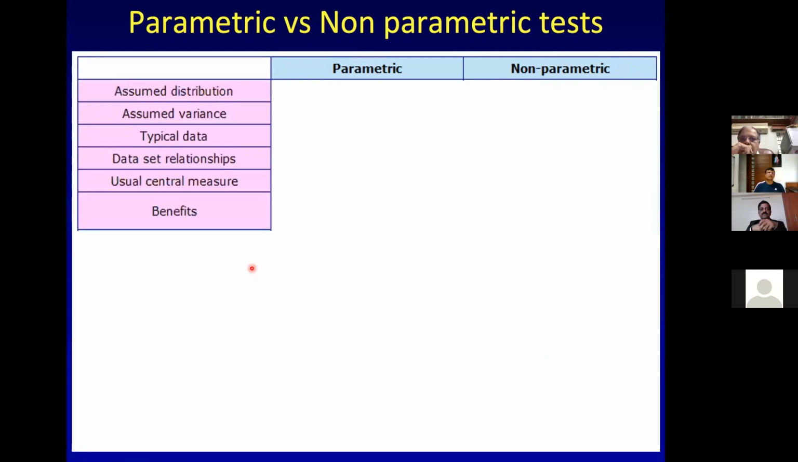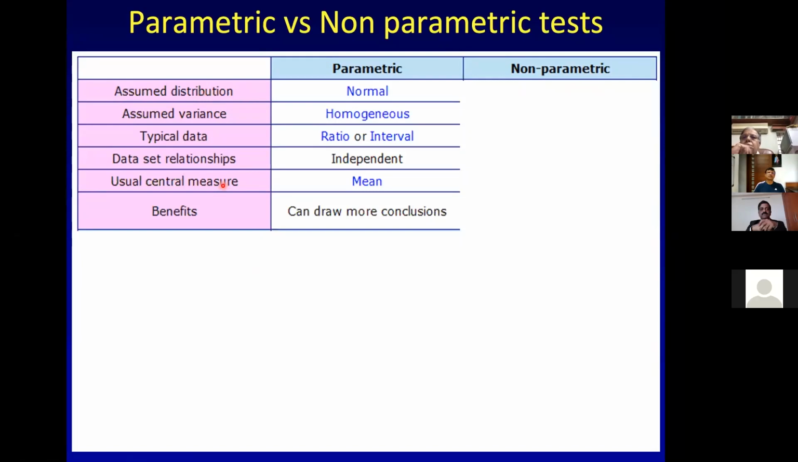So there is a bit of jargon over here, and I'm not going to go through the entire slide. Later, all these slides will be available to you. Later, you can go through it in greater detail, and we'll see this same slide at the end of the talk as well. So the difference in parametric and non-parametric, we'll look at least in terms of the assumed distribution, the kind of data, and the central measure that is used, and all these terms will be quite common to you now. So we use parametric tests when the data are normal and when the variance is homogeneous.